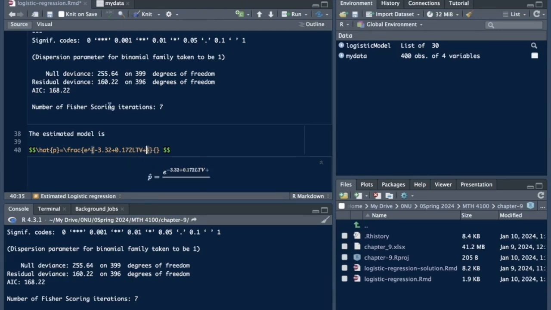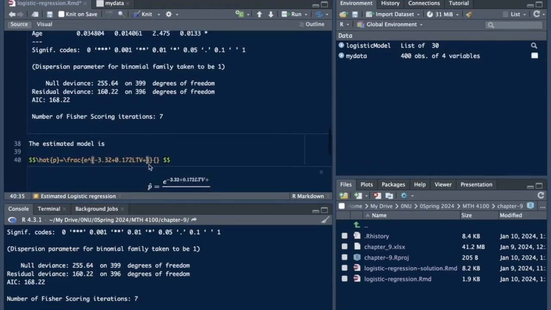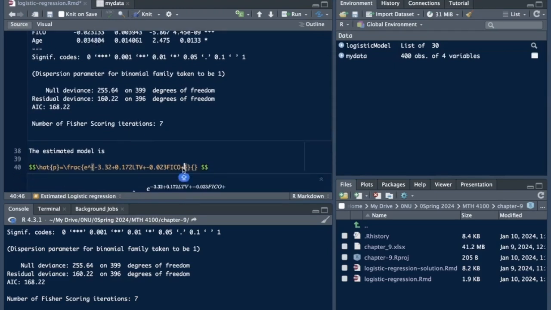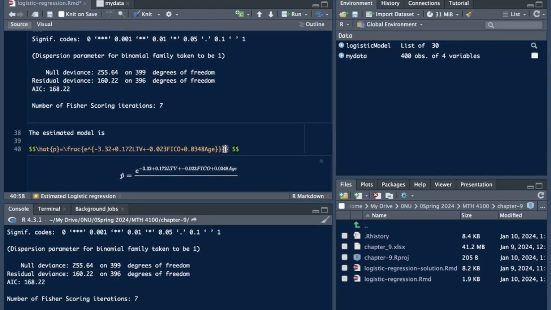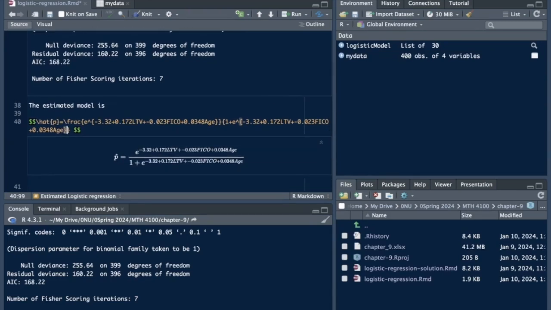Plus, this is the FICO, the credit score one. I'm going to take the few digits only. The very last one is the age. We take the few digits again. This is going to be the numerator. For the denominator, we can do the same thing, plus 1. I'm going to copy the exponential, being careful with the curly parentheses. Here we go. So this is my predicted probability of a person defaulting.